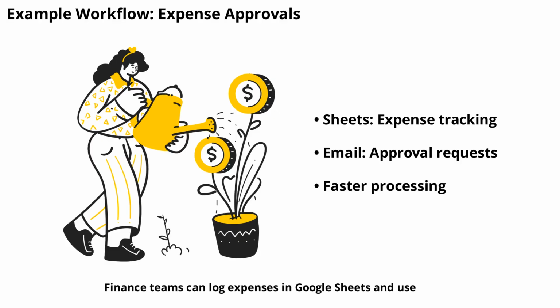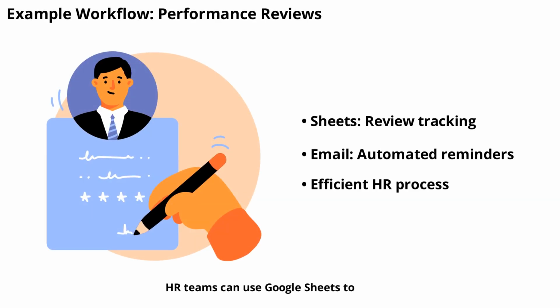Finance teams can log expenses in Google Sheets and use email automation software to send approval requests or notifications to managers. This streamlines the approval process, reduces delays, and keeps everyone informed about expense status, combining data management with automated communication. HR teams can use Google Sheets to track employee performance data and review schedules.